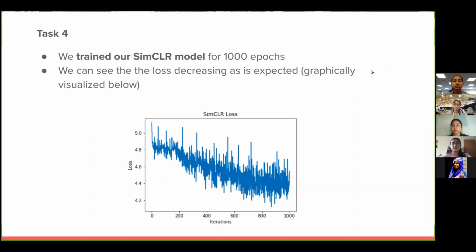And in task 4, our goal was that the loss would converge. So we are saying the loss is converging from the start to the end, and that was our success.